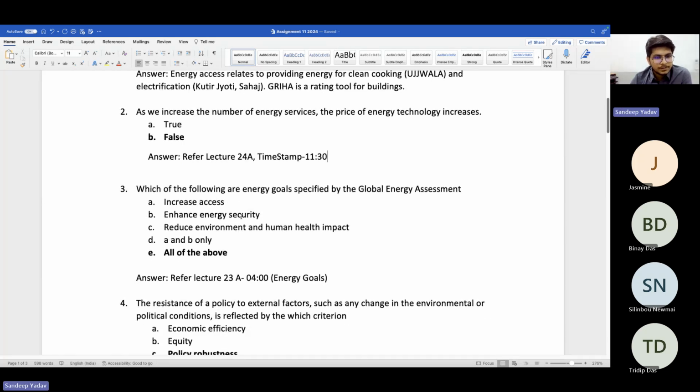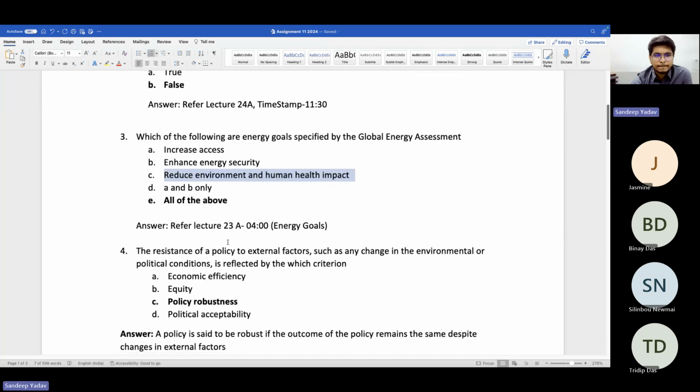Question number three: which of the following are the energy goals specified by the Global Energy Assessment? First is increase access, enhance energy security, reduce environmental and human health impact. Option D is A and B only. All of the above will be the right answer, because the energy goals specified by the Global Energy Assessment are to increase access to energy, enhance energy security, and reduce environmental and human health impact.